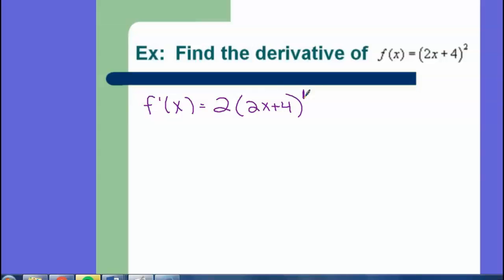So ignore the 2x plus 4. Treat it like you did the x. Treat it like x squared. So you get 2x times 1, times, what's the derivative of the inside? The derivative of 2x plus 4. So again, outside times inside.